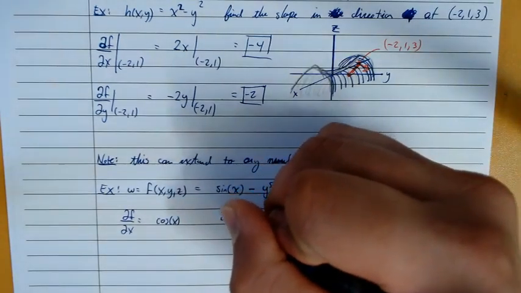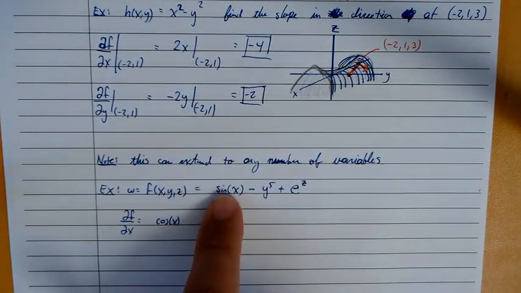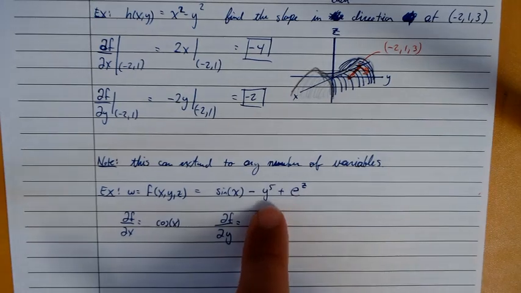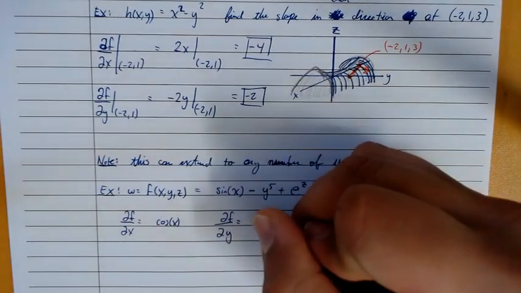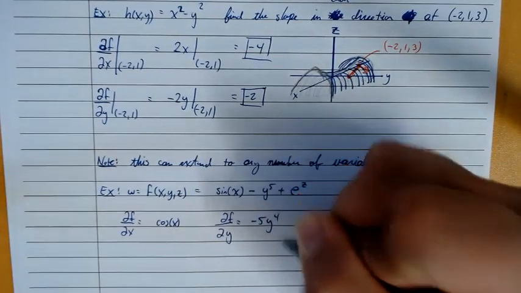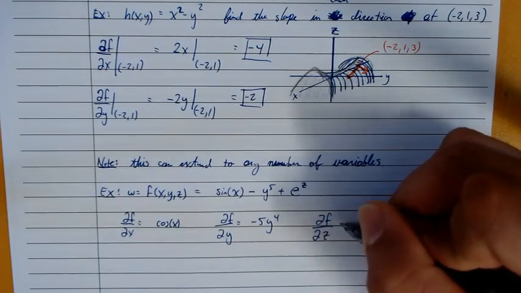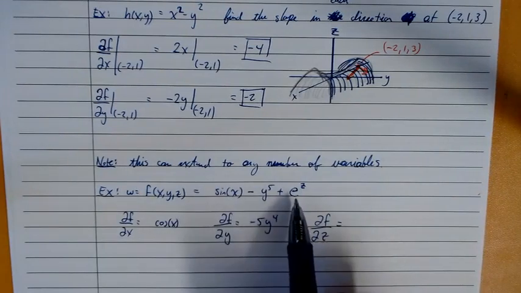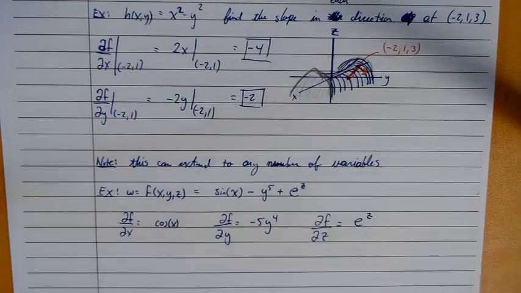I could take the partial of f with respect to y, and of course, that would make both of these constant, and so their derivatives are 0. The only derivative that I would be left with is the derivative of minus y to the 5th, which is minus 5y to the 4th. And I could also take the partial of f with respect to z. And here, these would be constant, therefore the derivative would be 0, and so e to the z has a derivative that is, well, itself. Just like that.